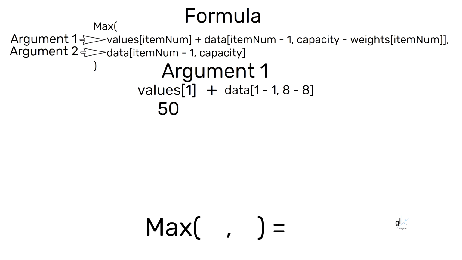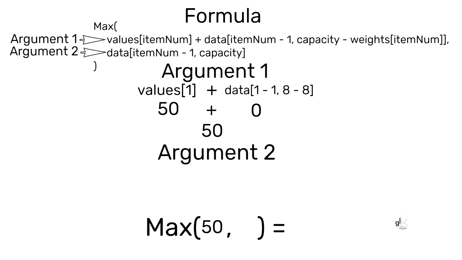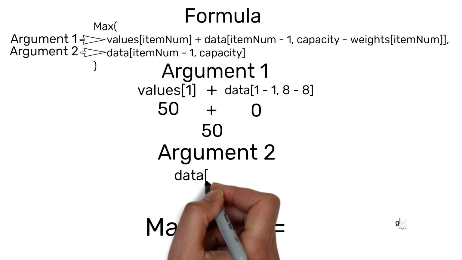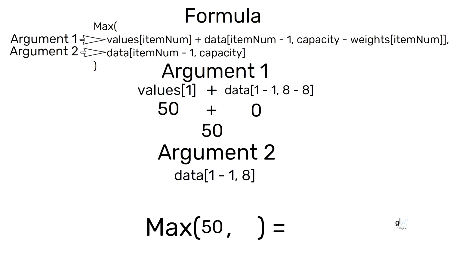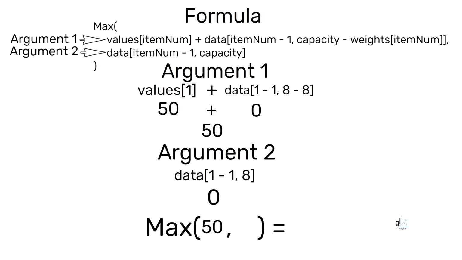So we add the value stored at position 0, 0 in the data array to the value of the microwave, which is a value of 50. So we pass 50 as our first argument into the max method. The second argument can be found at position 0, 8 in the data array, which as you can see in our table is 0. So obviously the greatest value between 50 and 0 is 50.